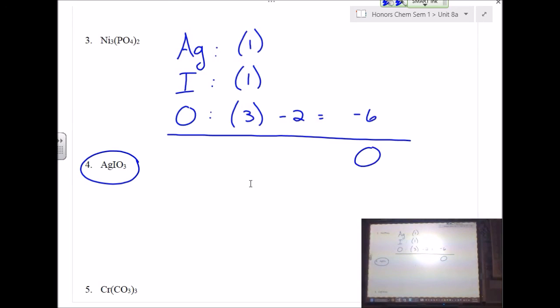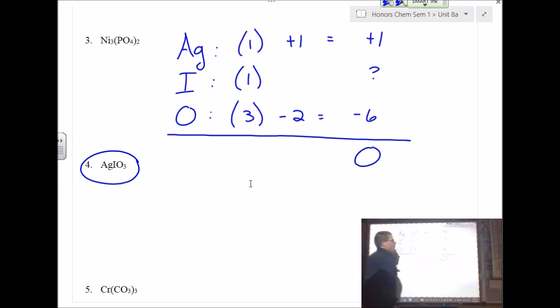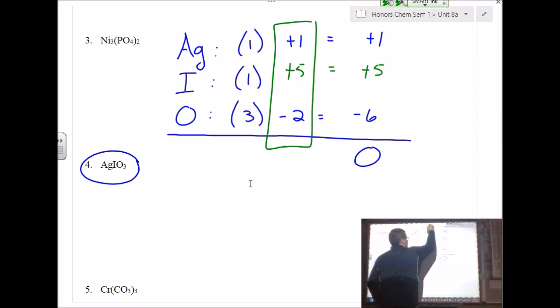Now, silver only has a single charge. Anybody remember? +1. Good. So what is our mystery number here? 5. Now, don't get in the habit of thinking our answer is always going to be 5. That's just the coincidence that we've been doing here, so I apologize for that, for those of you who become very robotic in your methods. Okay, so there are our oxidation numbers.